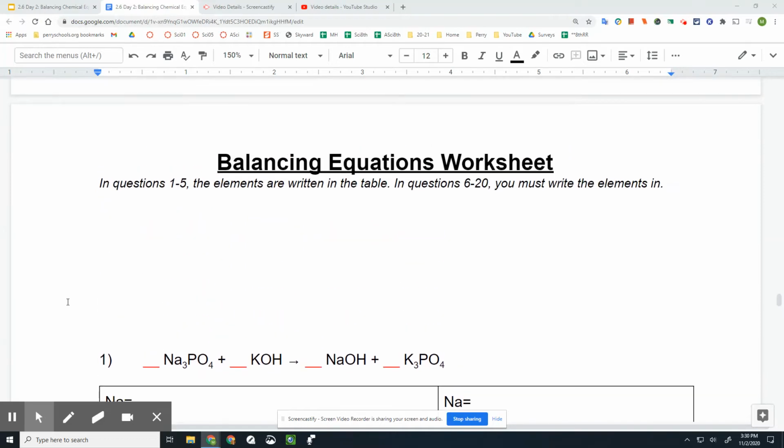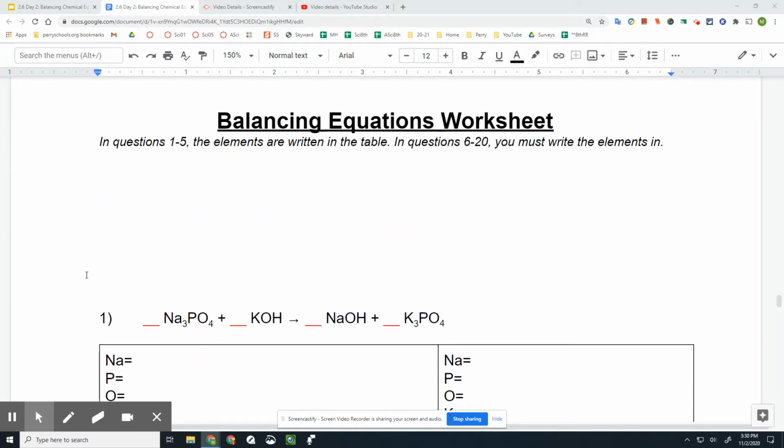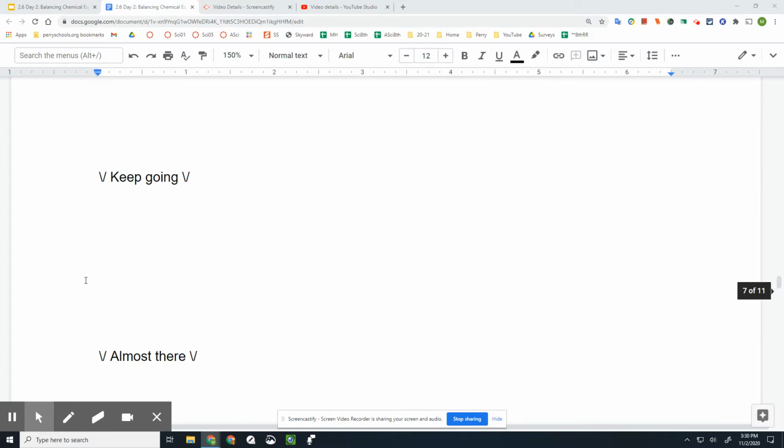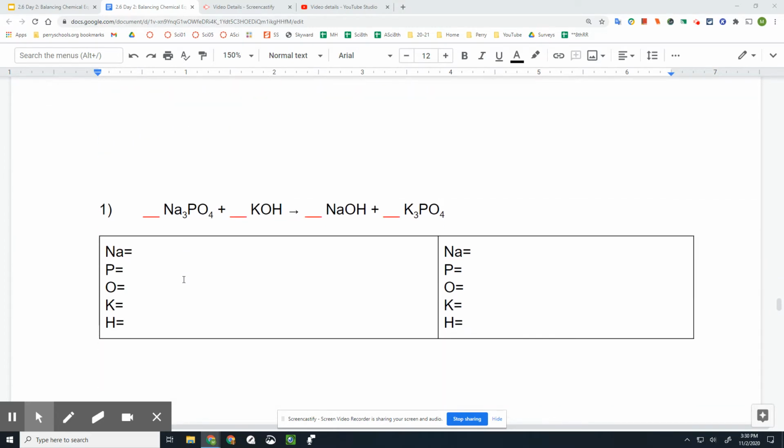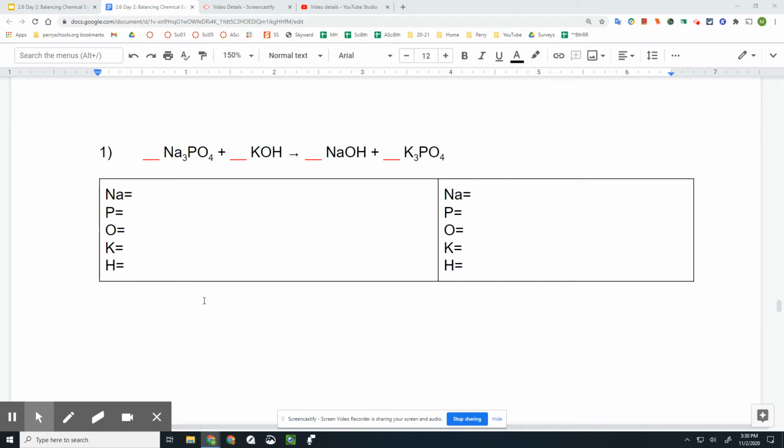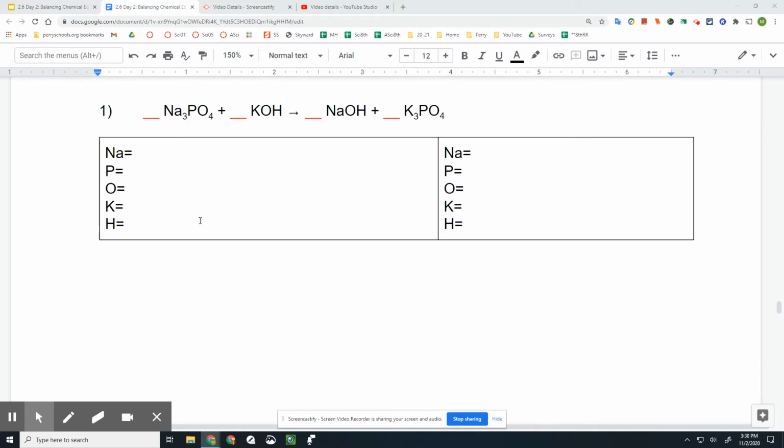All right, this is the first question on the balancing equation worksheet. This is the extension. There are several extension questions here. I'm going to give you a couple of example videos to show you how it works. These are a little more complicated. If you do these, I'll give you a couple of bonus points, and that would be really helpful.